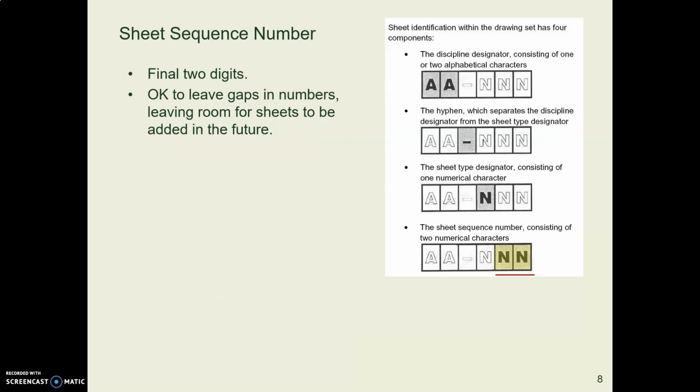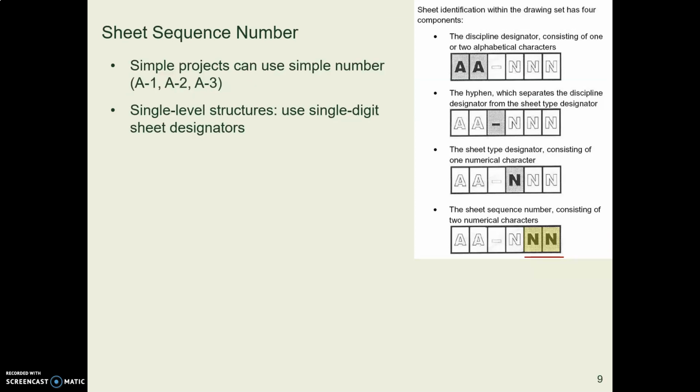Then the last two numbers are just the next available number, and a lot of people just number them in order. Some people do a little bit more to make those numbers identify something. And in a simple project, which a house often is, you can just use a single number and not get so fancy.